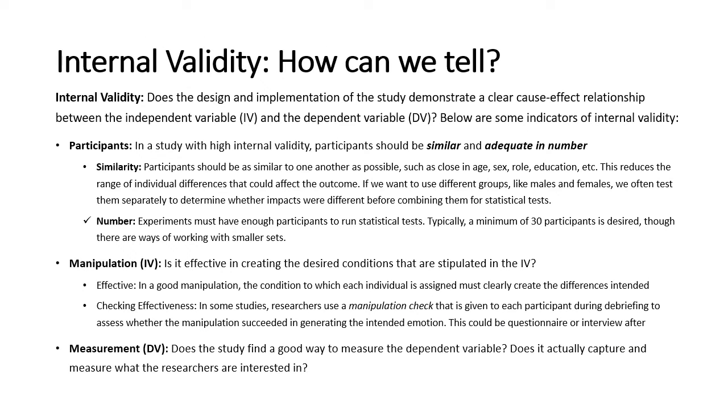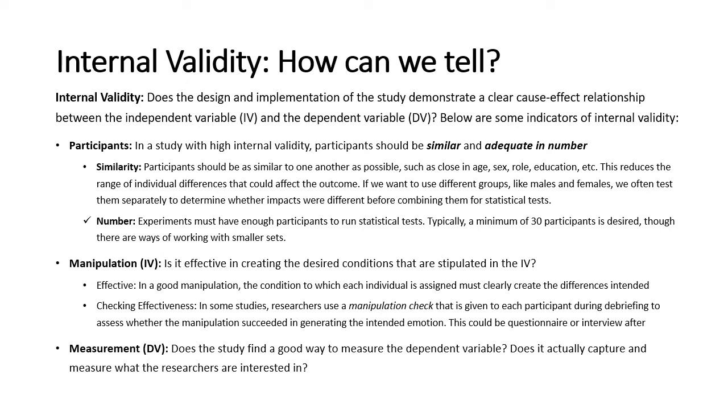So how can we tell if a study has good internal validity? Or in other words, how can we tell if the design and implementation of a study demonstrates a clear cause-effect relationship between the independent variable and the dependent variable? So one thing we can look at is the participants. A study with high internal validity should have participants who are similar and adequate in number.